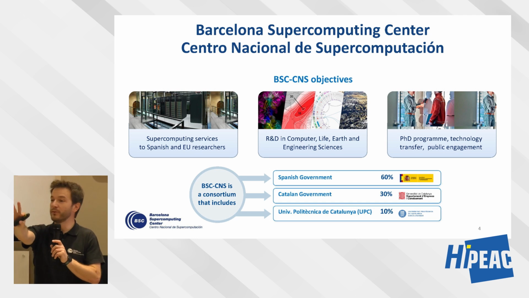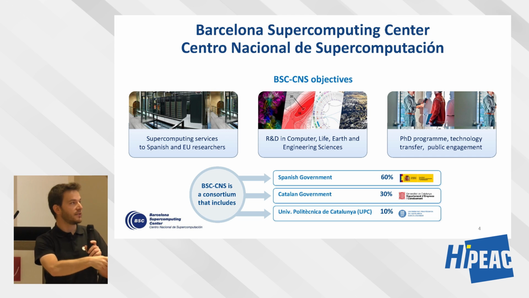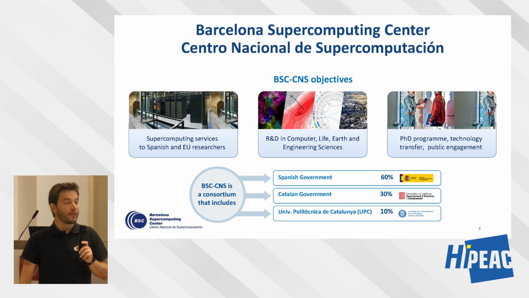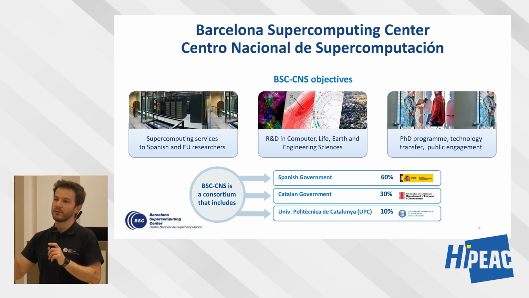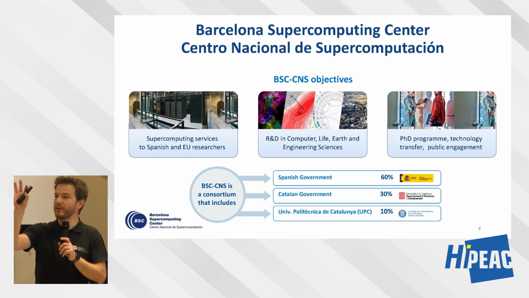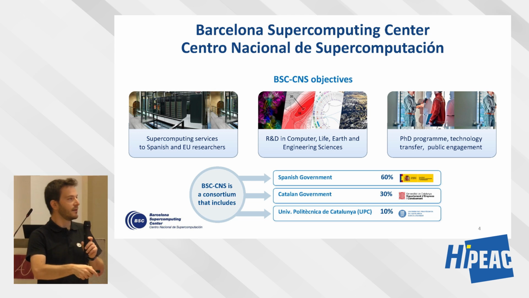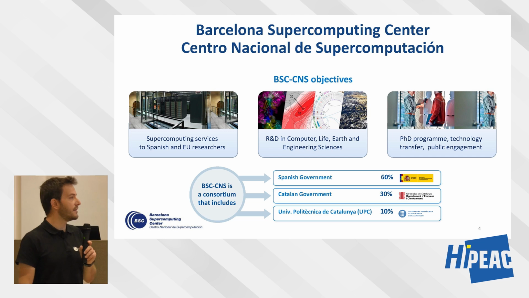So we have a supercomputer. We have 4 departments for doing research, okay, that are computer science, life science, earth science, and engineering. And then we are, say, an education institution. We are connected to the university, so we have master's students, undergrads, and PhD students, okay? So you can remember these 3 things. Here are the institutions that are, say, supporting us, funding us.